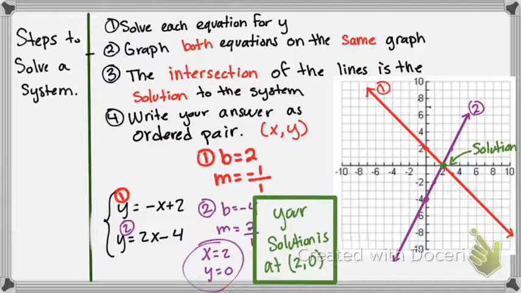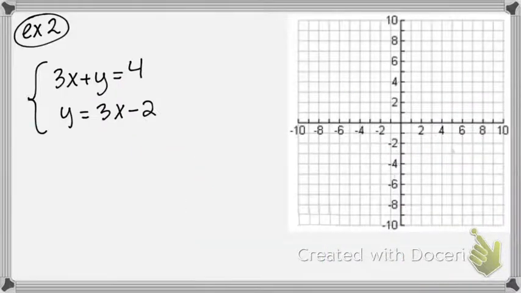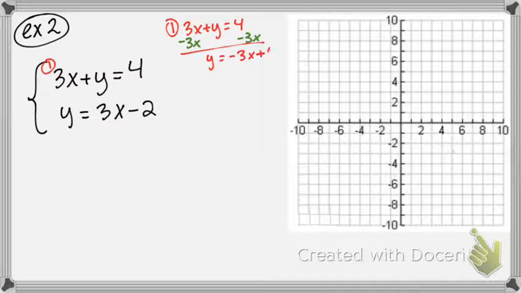For the next one, we have this system: 3x plus y is equal to 4, and y equals 3x minus 2. If you notice, this first one is not in y equals form. It has an x with a y, so we have to change it to where it says y equals. To change that, we subtract 3x on both sides, and we get y equals -3x plus 4. Now I can tell you my y-intercept is 4 and my slope is -3, and let's make it a fraction, so it's over 1.